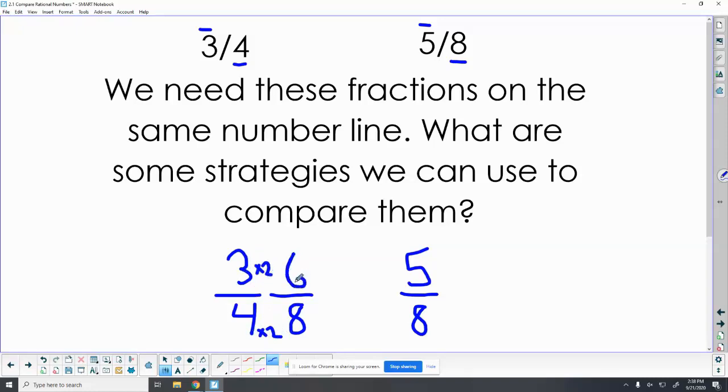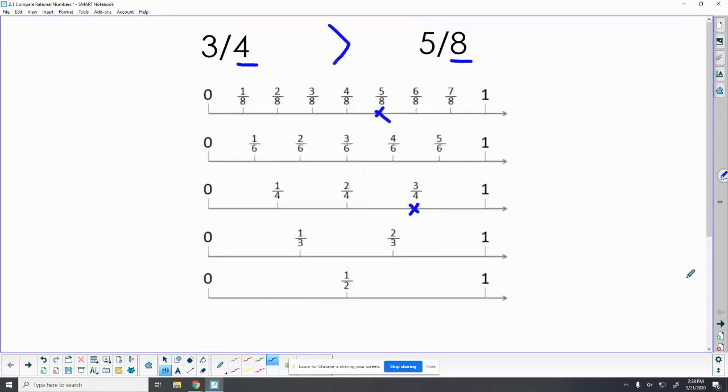2 times 3 is 6. When we have the same amount of pieces on the bottom, when our denominators are the same, you want a greater numerator because that tells you that you have more pieces. The pieces are the same size, but Mrs. Smith has done more. So if I put these on the same number line, 6/8, I can see Mrs. Smith has corrected more, and you can see 3/4 and 6/8 are equivalent fractions.